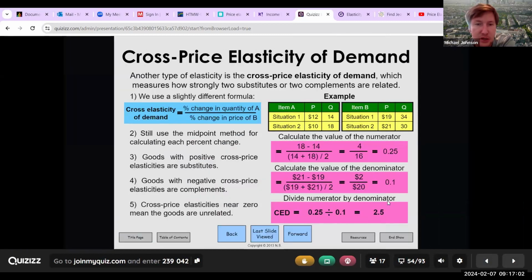Cross-price elasticity near zero means the goods are unrelated. So if it's near zero, the goods are unrelated. It'd be like if we were comparing apples and cars, they're unrelated. So it would be zero.